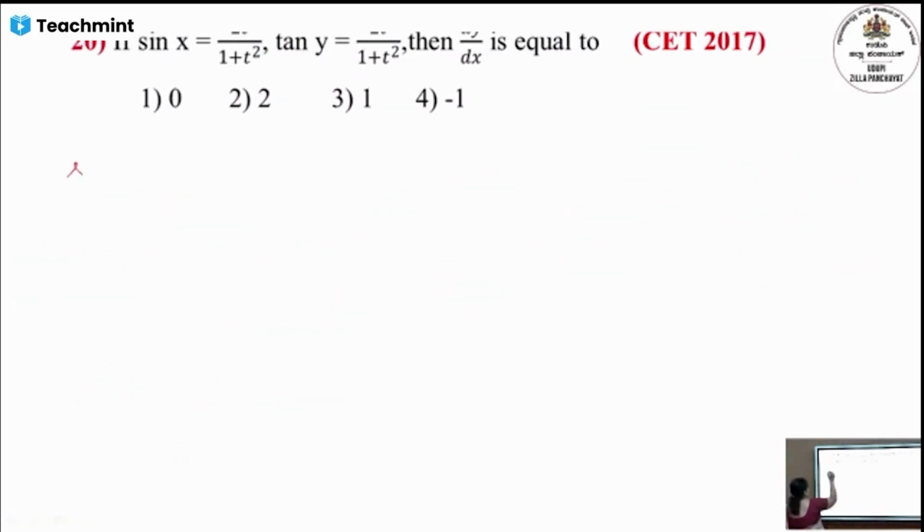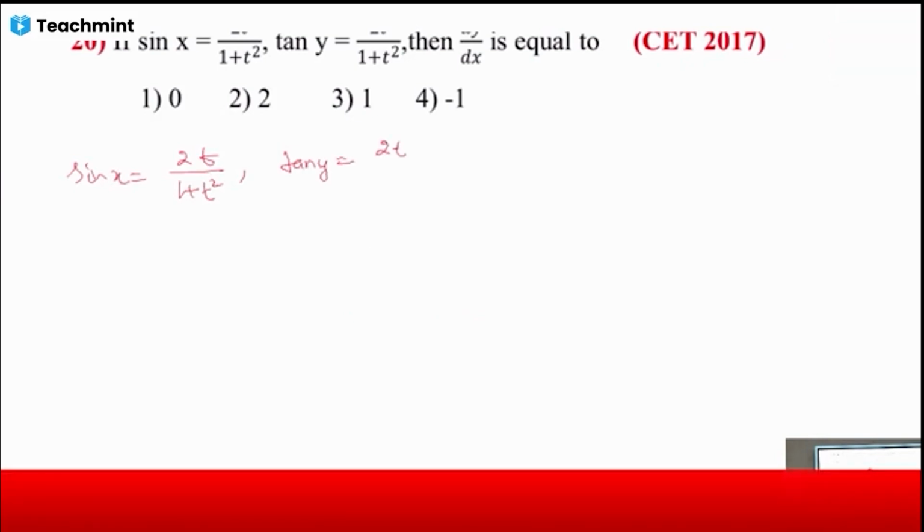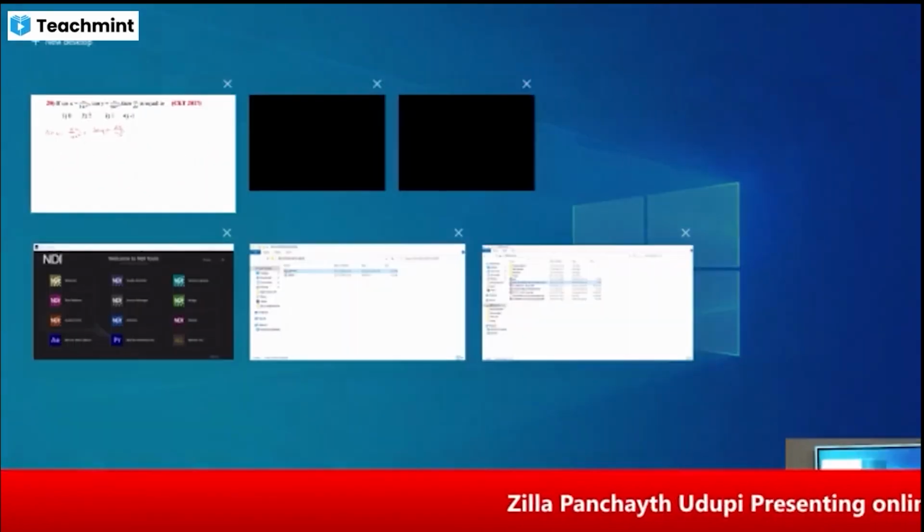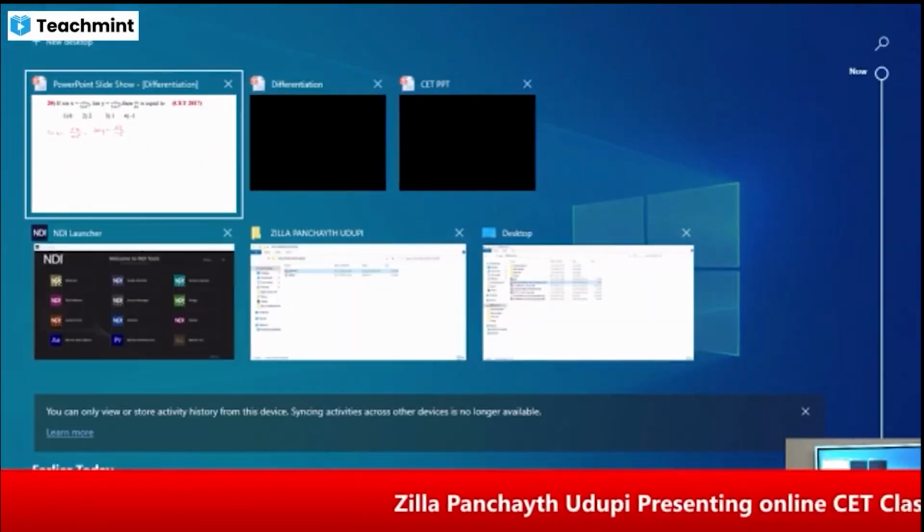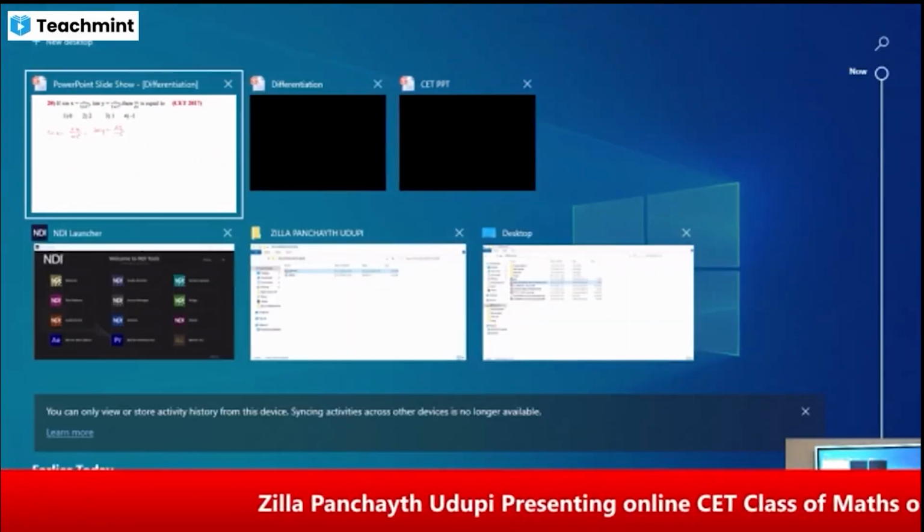Again, here it is sin x is equal to 2t by 1 plus t square, tan y is equal to 2t by 1 plus, I think it is 2t by 1 minus t square. There is a mistake in the question. It should be 2t by 1 minus t square. So again, what you have to do is, as I said, if there is a parameter, try to eliminate the parameter.